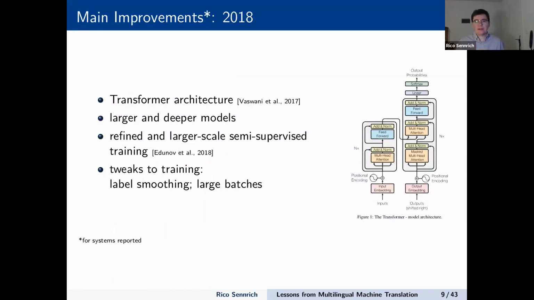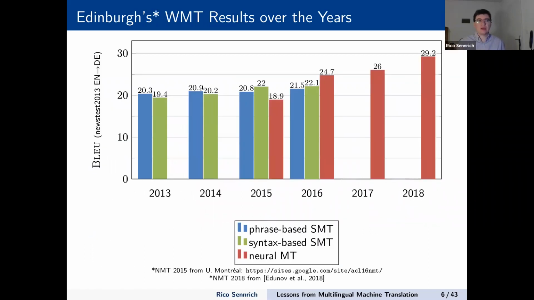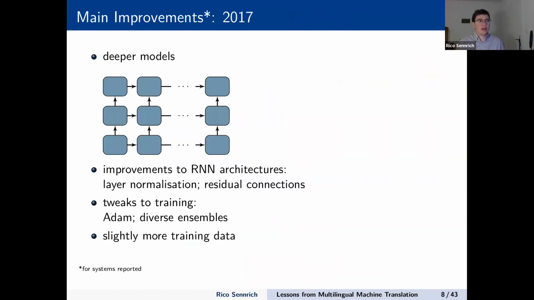After that, in 2018, the transformer architecture, which replaces recurrent neural architectures, was introduced. It especially allowed deeper models, training them faster. So that was a big driver of performance improvements. Also, this semi-supervised training with back translation was scaled up and refined, and there were some other tweaks to training. And just to go back, with these improvements, we actually have made a lot of progress in the field over the years.